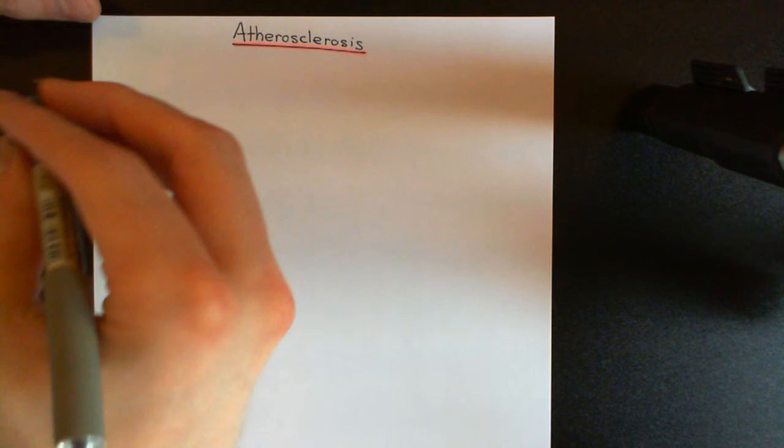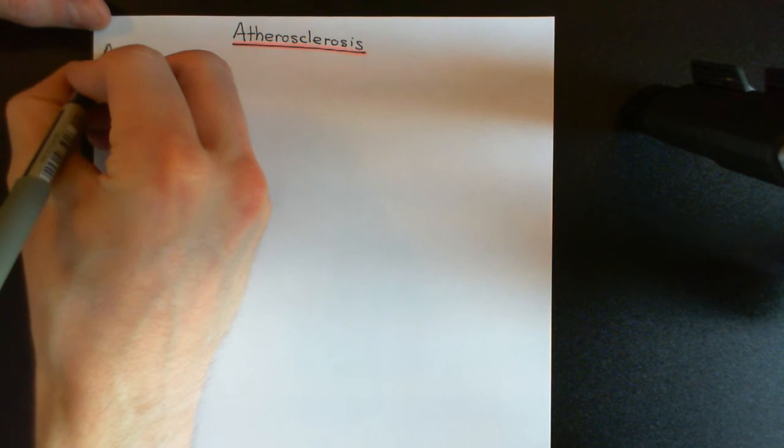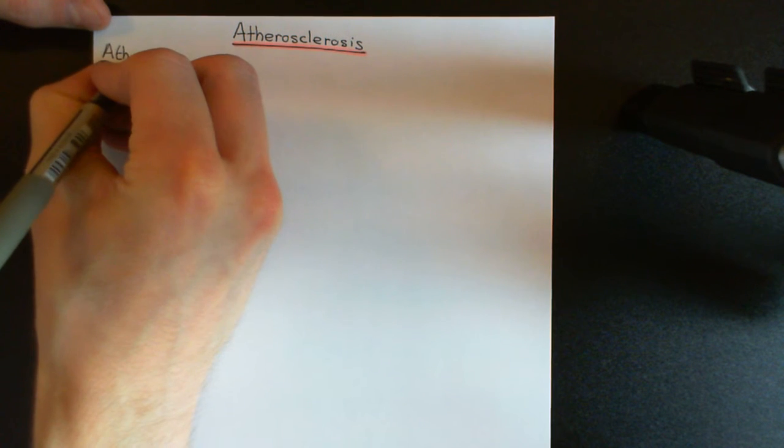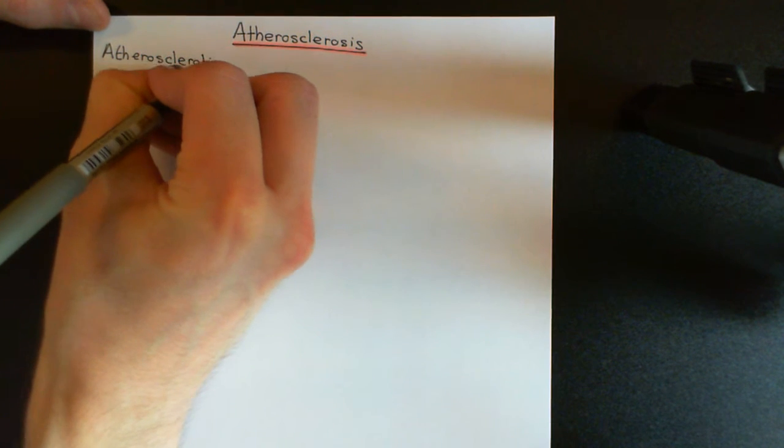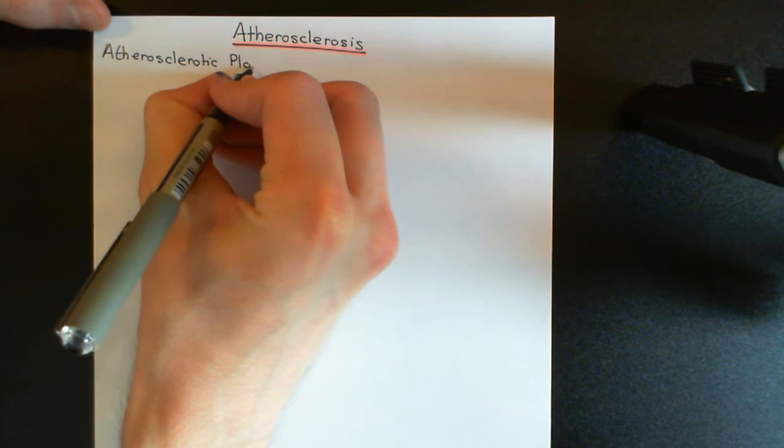Let's begin with the definition of atherosclerosis. Atherosclerosis refers to the disease process in which atherosclerotic plaques, which are also known as atheromas, develop in the walls of the arteries of your circulatory system. Let's write down these key terms, which are atherosclerotic plaque and atheroma. These are the key things that are going to be forming in atherosclerosis.